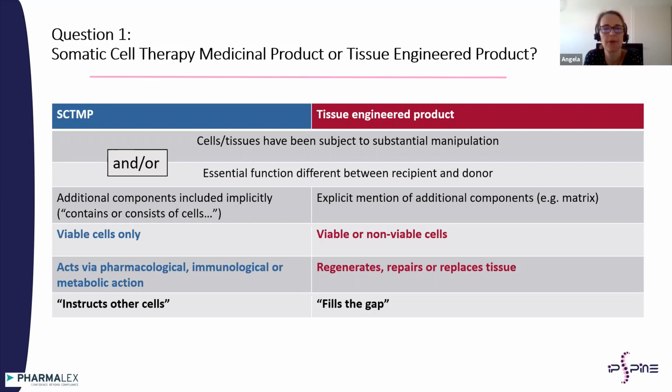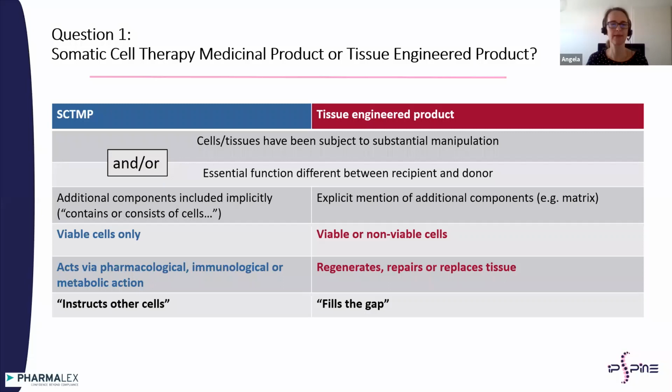For tissue engineered products, we may also use non-viable cells, while the somatic products only have viable cells. But as I said, the non-viable cells are the exception here. The greatest point is the use of the product that is advertised in the directive. The tissue engineered product regenerates, repairs, or replaces a tissue, while the somatic product acts via a pharmacological, immunological, or metabolic action. So this pharmacological, immunological, metabolic action is also implicitly present for the tissue engineered product, which also falls under the category of medicinal products.